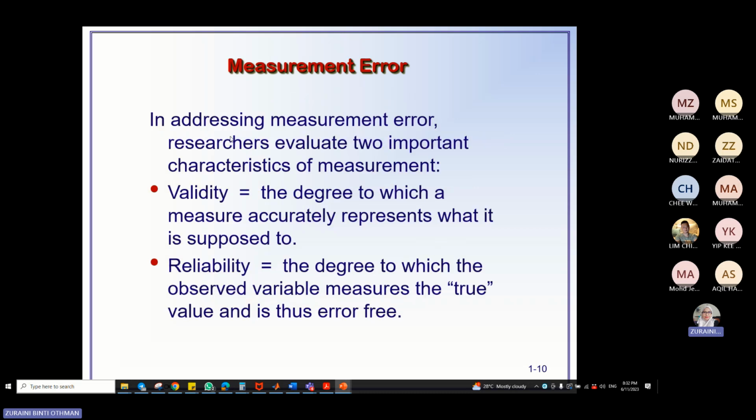This is measurement error. Okay, so the measurement error actually, siapa yang pernah ambil fizik dekat sekolah dulu, dia dah belajar dah for the validity and reliability. Okay, in addressing measurement error, researcher evaluate two important characteristics of measurement. Whether its validity or reliability. What is validity? The degree to which a measure accurately represents what it is supposed to. And reliability is degree to which the observed variable measure the true value and is thus error-free.